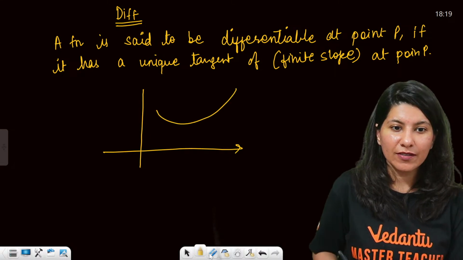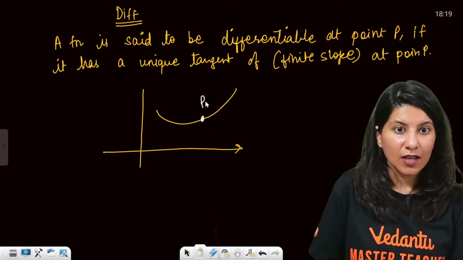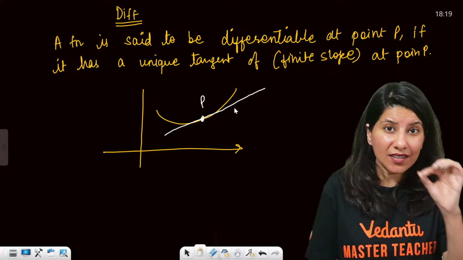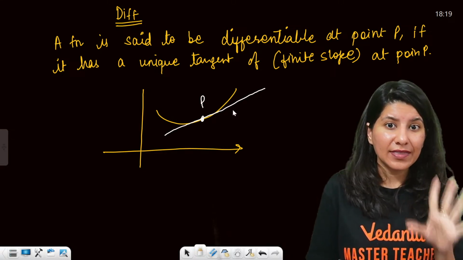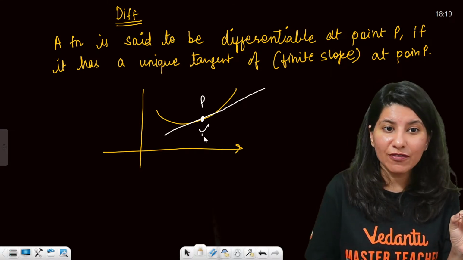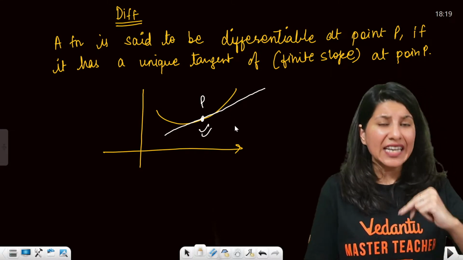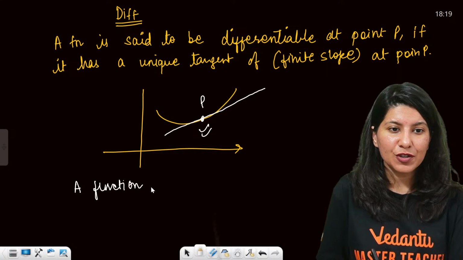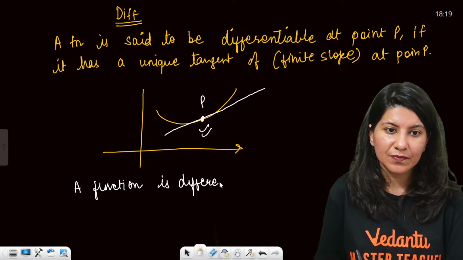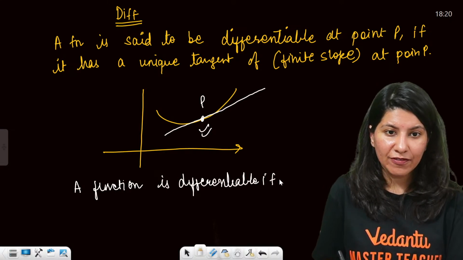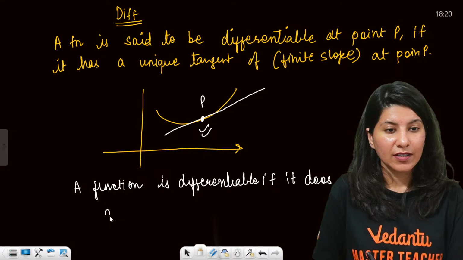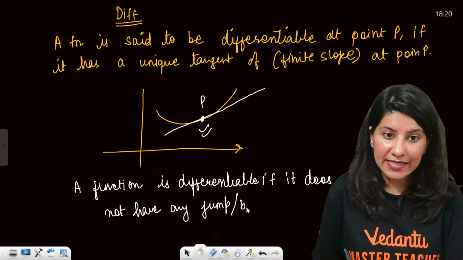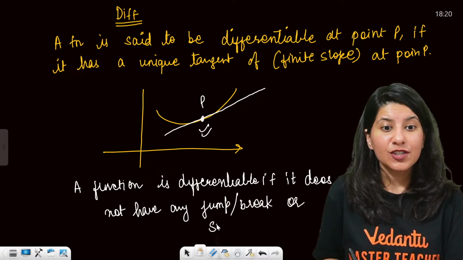Suppose this is your curve and this is your point P. Now you just have to understand that if you are able to draw a tangent on it at point P, then that simply means that this function is differentiable at point P. In other words, we can say that a function is differentiable if it does not have any jump, or break, or sharp corner.